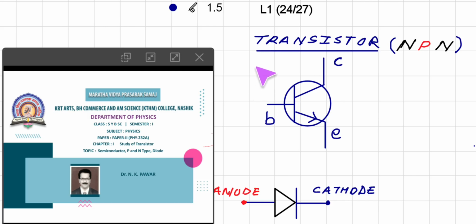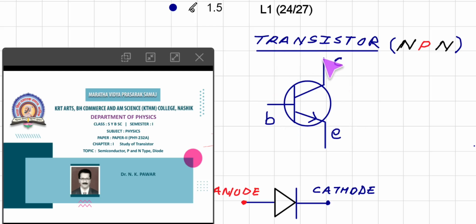So friends, we are well aware that the word transistor means transferable resistor. It is a device whose resistance can be changed or controlled. It can be made zero or it can be made infinite. That variation is possible, so the resistance of the device can be controlled. That is why it is called a transistor.